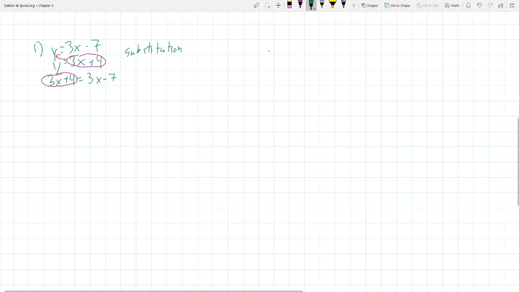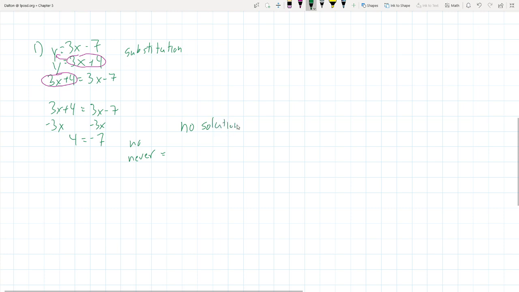And so we can go from this and say, okay, if I have 3x plus 4, that equals 3x minus 7. I'm going to subtract 3x from both sides, just so I can get the x by itself. And I get 4 equals negative 7. Is that a true statement? Does 4 equal negative 7? No. Does it ever? It never equals. So, what we have here is no solution.